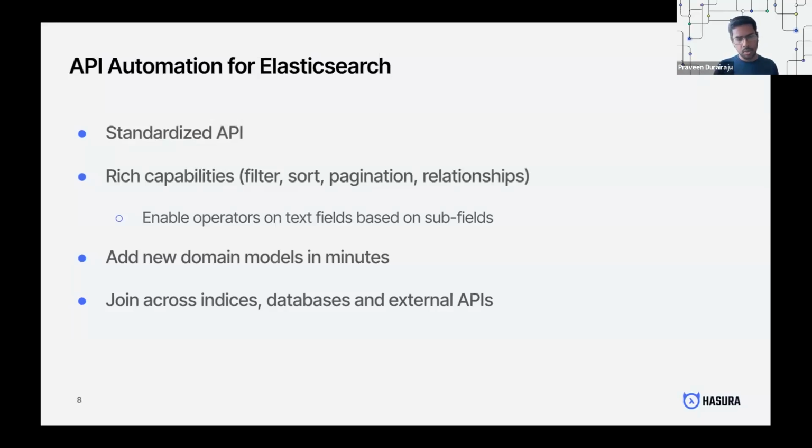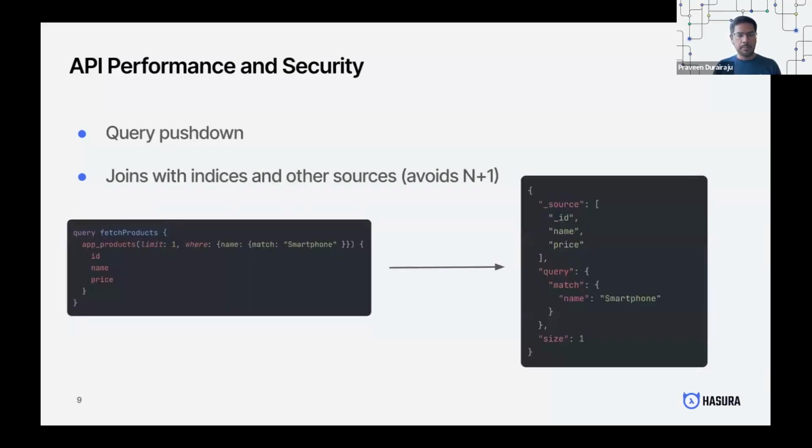We'll also see how easy it is to add new domain models. We'll add, let's say, 3 indexes to begin with, and then I'll add another index and see how easy it is to quickly track all of this. And I'll also show you an example of joining across indexes, databases, and probably an external API if we have time. I'll also showcase how Hasura is highly performant.